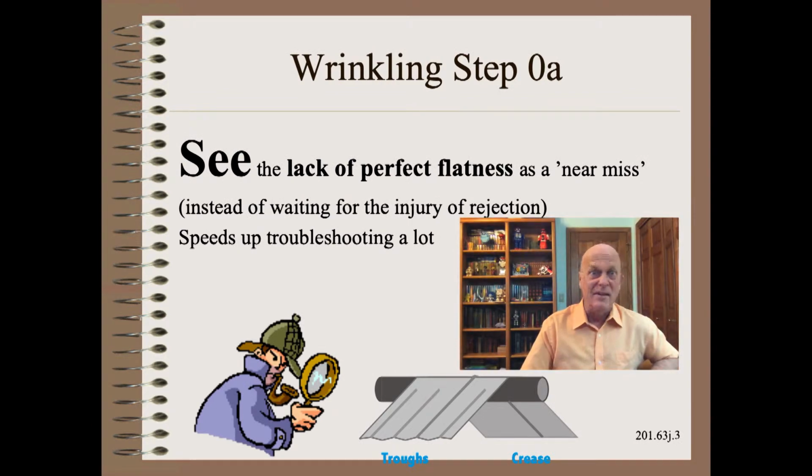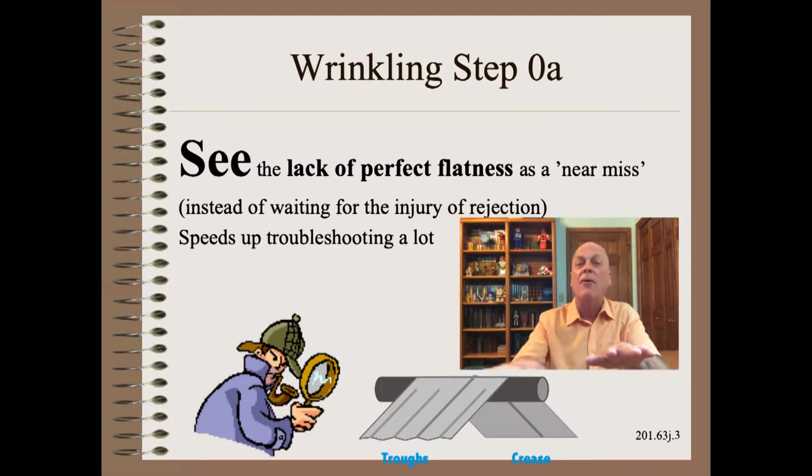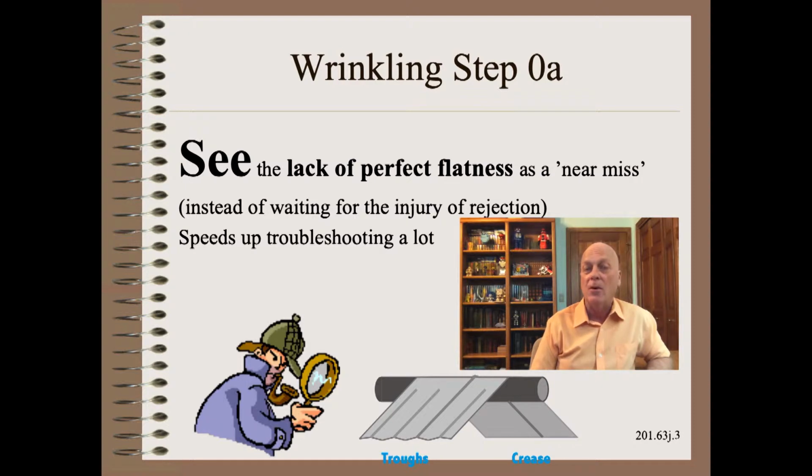Wrinkling step 0? 0A? Is there even such a thing? Yes. I mean, before you even get started, you need to do some homework. The first homework is to see the wrinkle long before anyone will complain. Seeing the lack of perfect flatness in the span approaching a roller is usually a far better, faster, and cheaper way to do troubleshooting than waiting for the injury of a rejectable hard wrinkle.